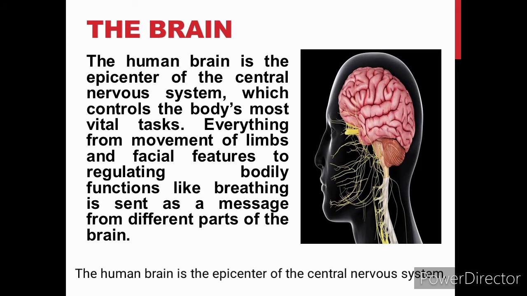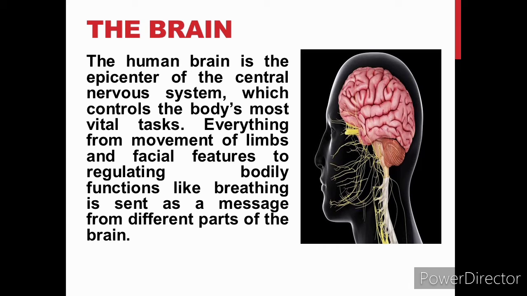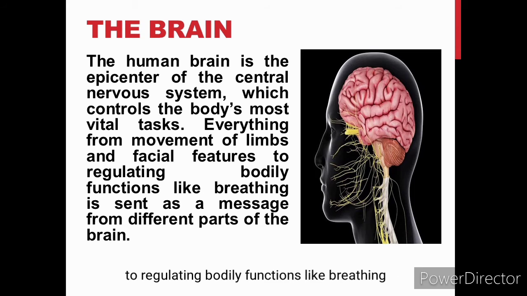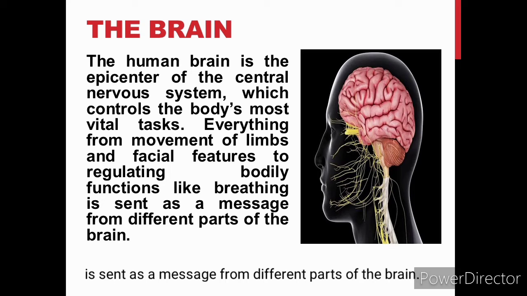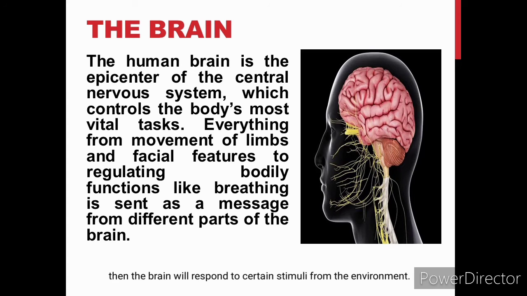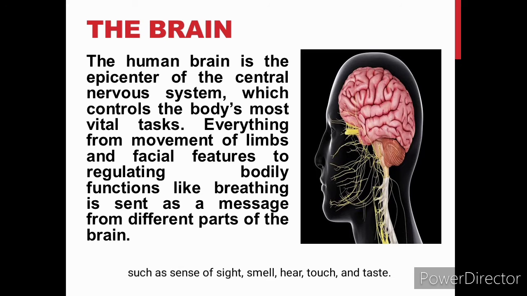The human brain is the epicenter of the central nervous system, which controls the body's most vital tasks. Everything from movement of limbs and facial features to regulating bodily functions like breathing is sent as a message from different parts of the brain. Most of the information from our environment is transmitted to the brain and translated. Then, the brain will respond to certain stimuli from the environment. The brain can gather information through our senses, such as sight, smell, hearing, touch, and taste.